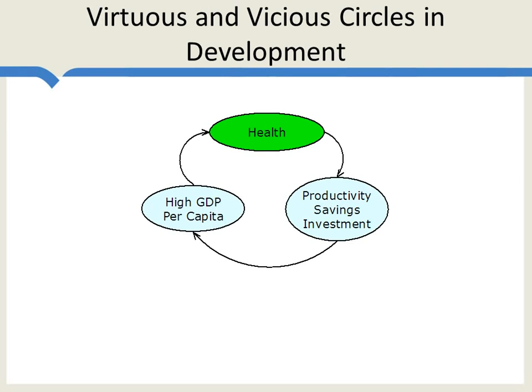Good health also means that you can expect to live for a long time, and that leads to savings and to investment. And savings and investment, again, lead to high GDP per capita, which reinforces good health. That's a virtuous cycle. Let's take a look at one of the vicious cycles.